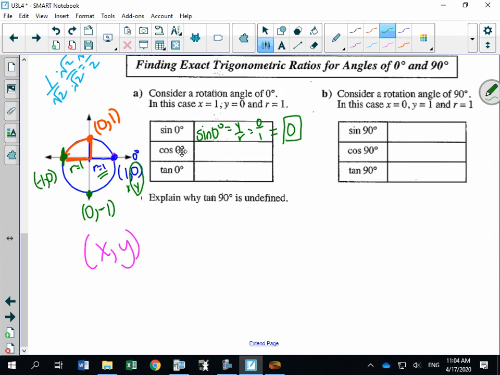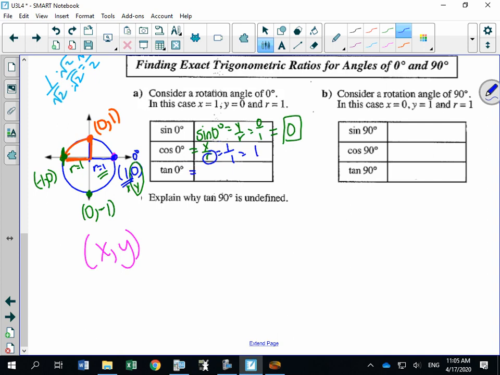What's the cos of 0 degrees? The cos of 0 degrees is x over r. Now I've got to find my x coordinate. There's my x coordinate, 1. My radius is always 1. 1 over 1 is 1.